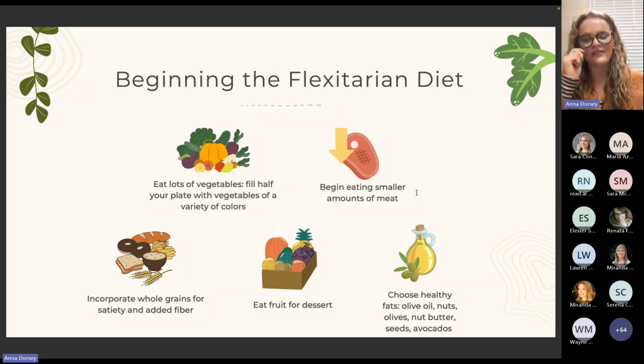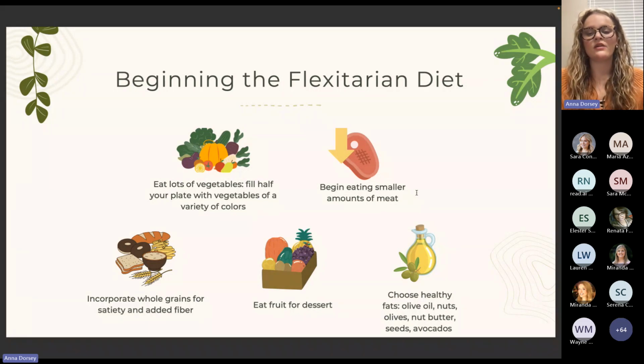So again, I've mentioned it many times, but I think it's really important for us to grasp this. We really want to support eating lots and lots of vegetables and eating fruits and eating healthy fats like olive oils and nut butters and seeds and avocados, and incorporating lots of whole grains into your diet for added fiber and increased satiety and fullness. All of those things we really, really want to support. And those are going to help decrease inflammation in your body, decrease your risk of chronic diseases, and support your overall well-being.